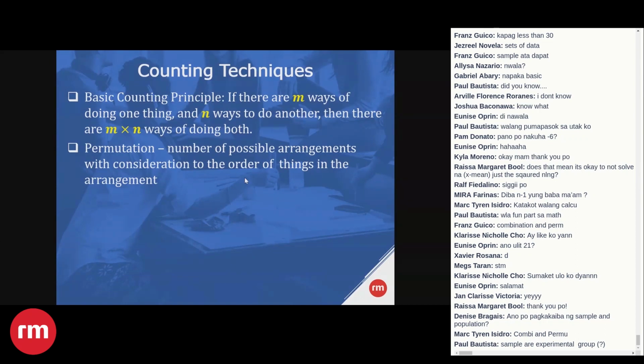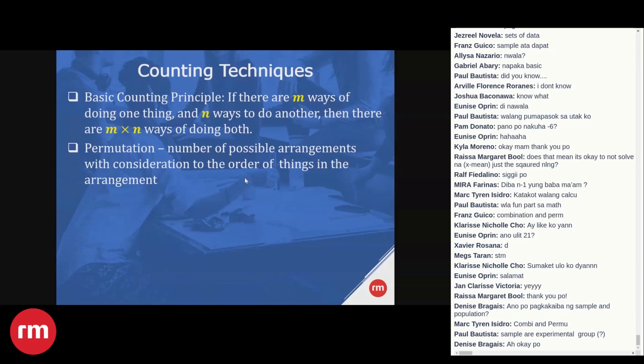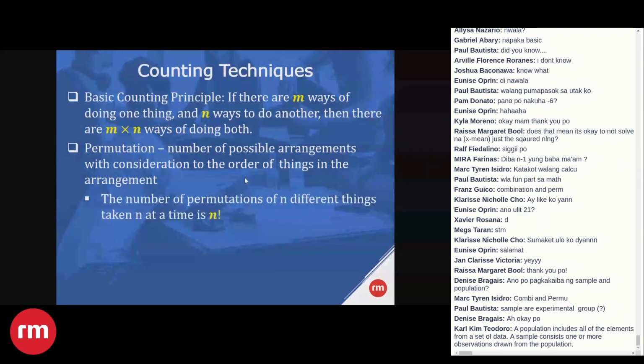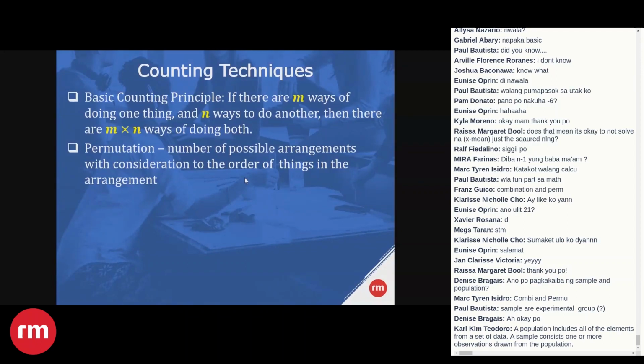Okay, so population is the entire universe, or all the elements in the universe that we're talking about. So if it's a country, all the people in that country. But for a sample, it's just a subset of those people. Okay, so I hope that's clear, Denise. I hope that's clear. Okay, so let's proceed to counting techniques.